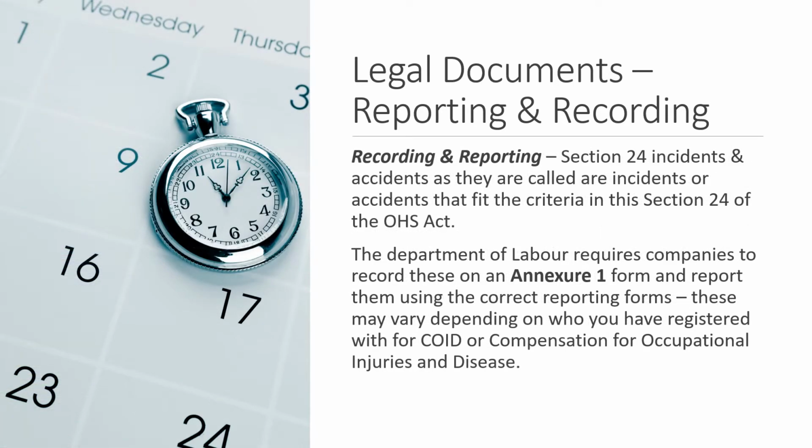The second is reporting. Section 24 incidents and accidents, as they are called, are incidents or accidents that fit the criteria in Section 24 of the Occupational Health and Safety Act. The Department of Labor requires companies to record these on an Annexure 1 form and report them using the correct reporting forms. These may vary depending on who you have registered with for COID or compensation for occupational injuries and disease.